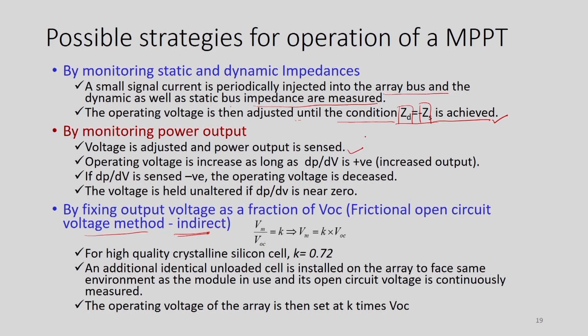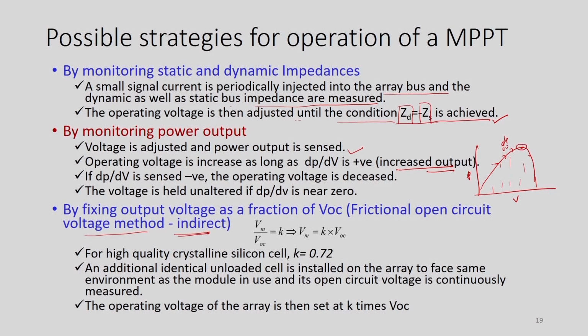In the second case, voltage is adjusted and power output is sensed. So, we need to sense the voltage, as you can see in this kind of configuration, and the power output can be sensed. The operating voltage is increased as long as dP by dV is positive, obviously. This is a positive gradient; dP by dV is positive here, then it will be 0 and then negative. So, when dP by dV is positive the voltage is increased, and if dP by dV is negative, then the operating voltage will decrease. The voltage is held unaltered if dP by dV is near 0.